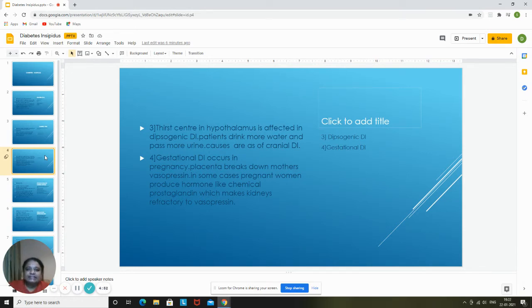The fourth one is gestational diabetes insipidus. As we know, gestation means pregnancy. Here what happens in a pregnant lady is that the placenta, which connects the mother and baby, breaks down the mother's vasopressin. In some other cases, pregnant women will produce a hormone-like chemical, prostaglandin, or it could be cysteine aminopeptidase, which makes the kidneys refractory to vasopressin.